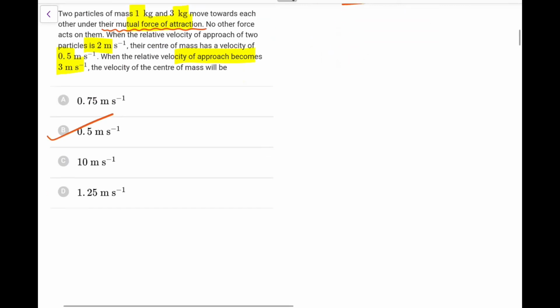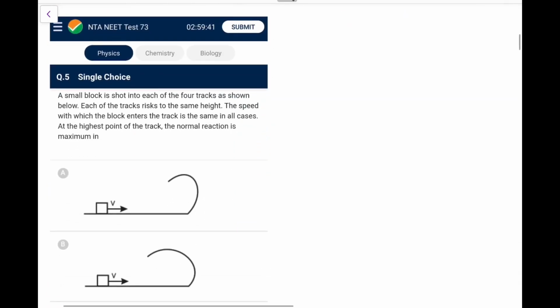Here, because they are moving under the mutual force of attraction, vcm is going to remain constant, that is for sure. So relative velocity of approach can change, but the cm velocity will remain the same. So it's an easy one, testing your basic fundas.